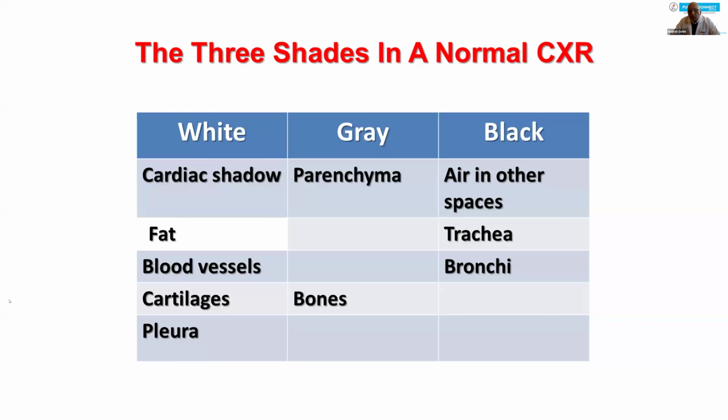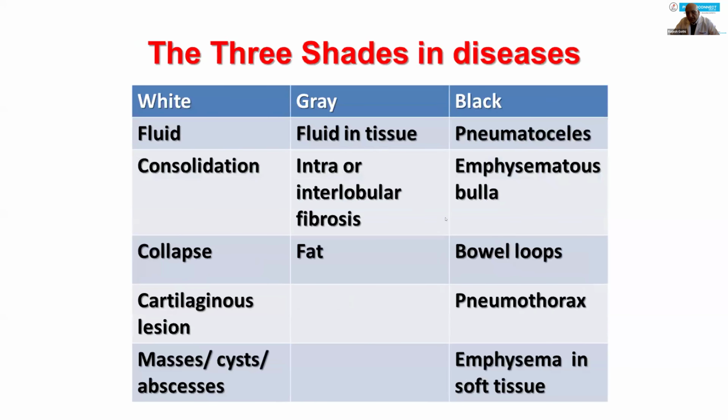In a normal X-ray chest, you will see white shades cast by the cardiac shadow, fat, blood vessels, cartilages, and pleura. Gray will be lung parenchyma and bones, and black will be air wherever it is present. The same thing will happen in diseases. White is in fluid, consolidation, collapse, cartilaginous lesions, masses, cysts, and abscesses. Gray is fluid in the tissues, intralobar or interlobar fibrosis, and fat. And black is wherever air is entrapped, whether it's a pneumatocele, an emphysematous bulla, a bowel loop herniated into the lungs, a pneumothorax, or an emphysema.